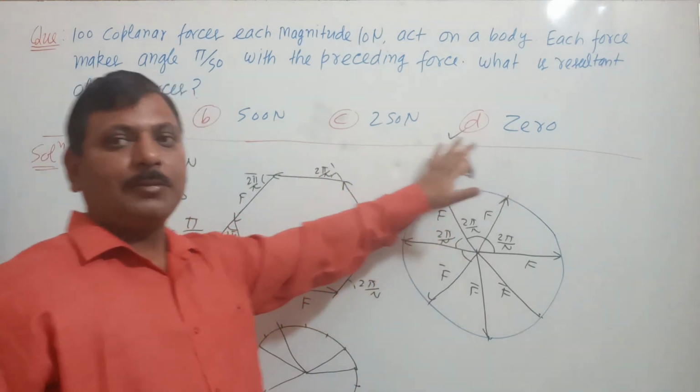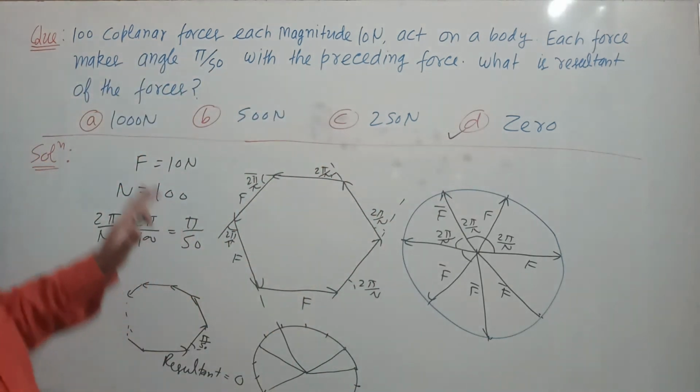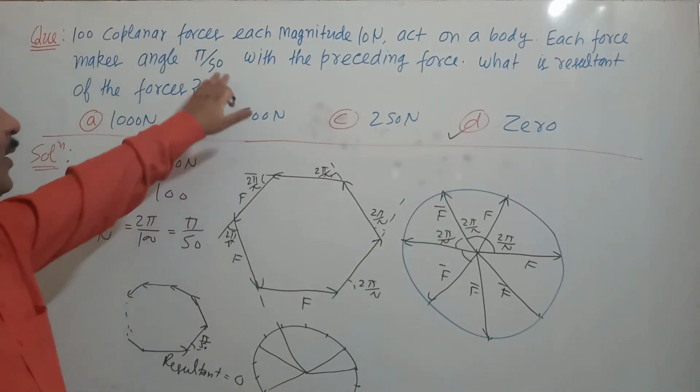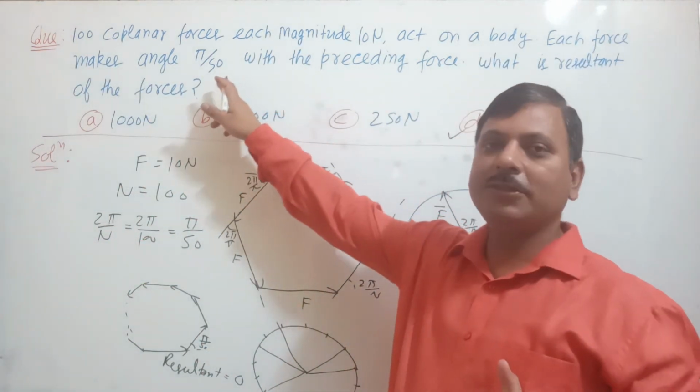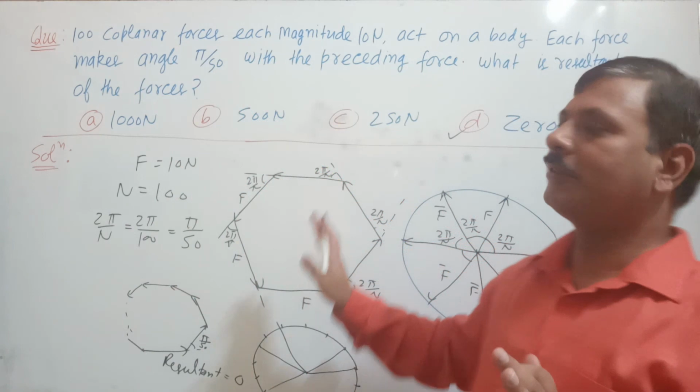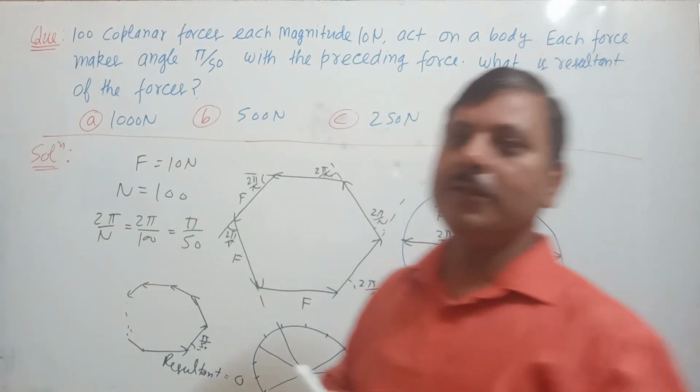So see, for the same type of question, if any question is asked like that, n coplanar forces with equal magnitude, and the angle between them is 2 pi upon n, then 100% their resultant will be 0.